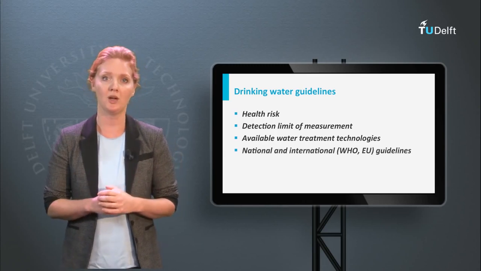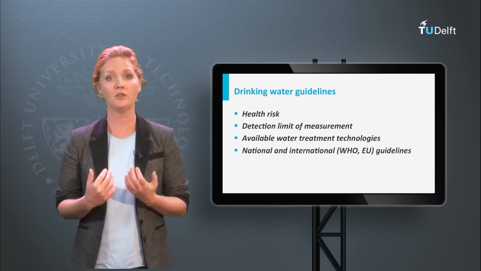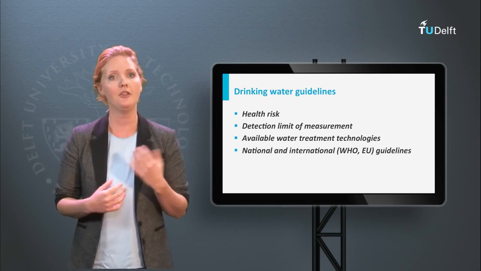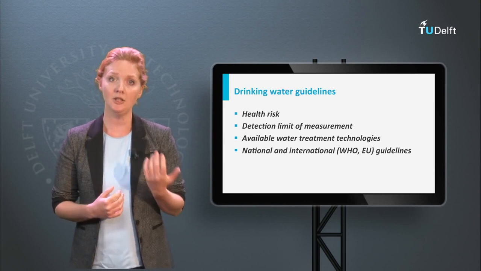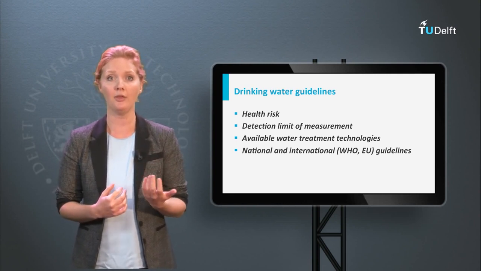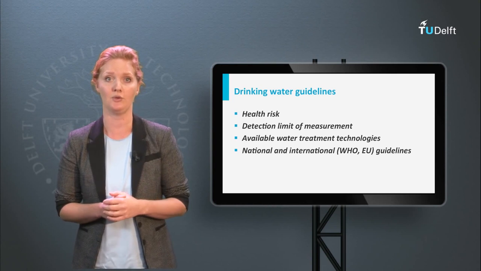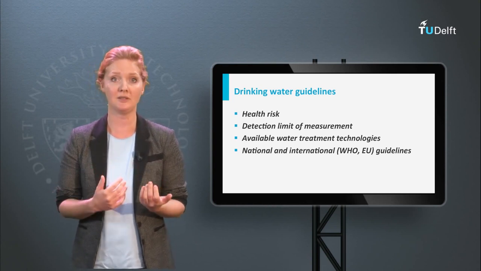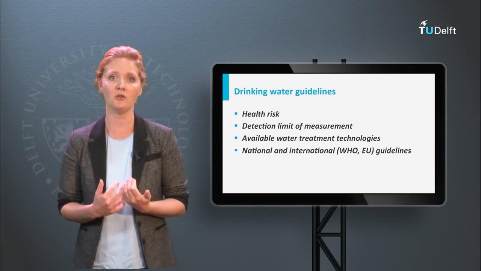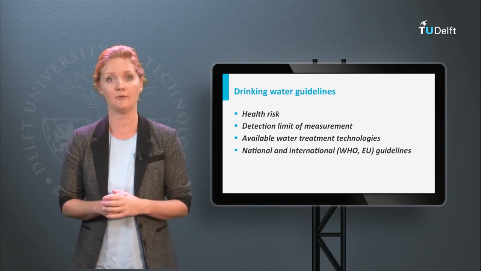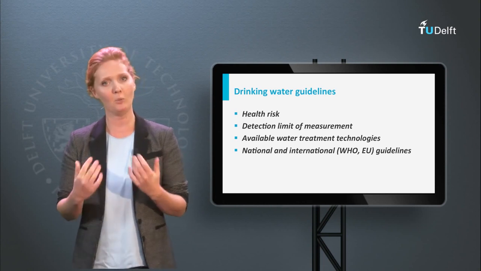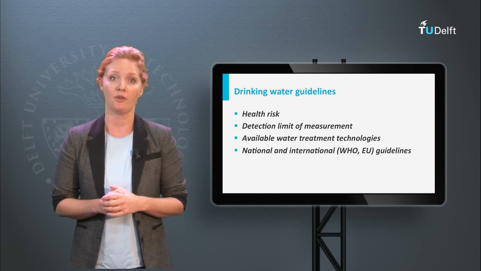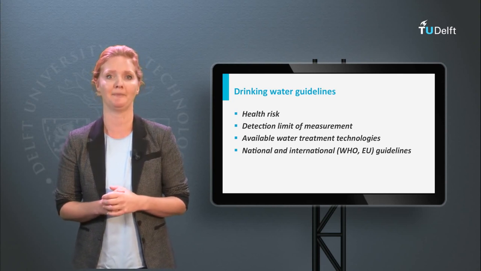Most countries have their own guidelines for these parameters. There are also international guidelines, for example of the World Health Organization and the European Union. In EU guidelines, a maximum allowable health risk of 10 to the minus 5 is used for the formulation of the guidelines. In other words, it is accepted that no more than 1 in 100,000 persons can develop an illness for each contaminant. Well, let's briefly go through the different chemical contaminants that can threaten safe drinking water supply.